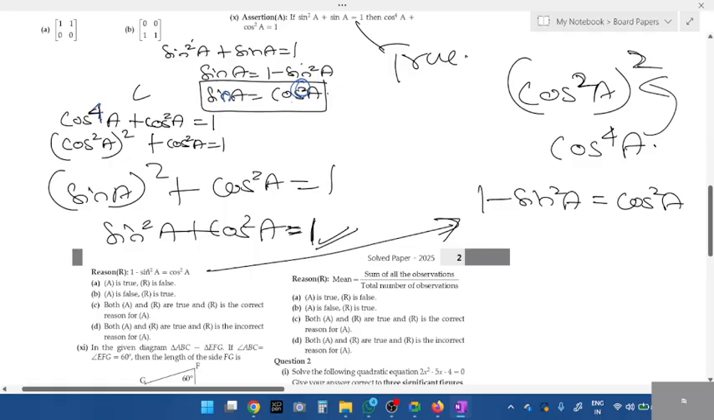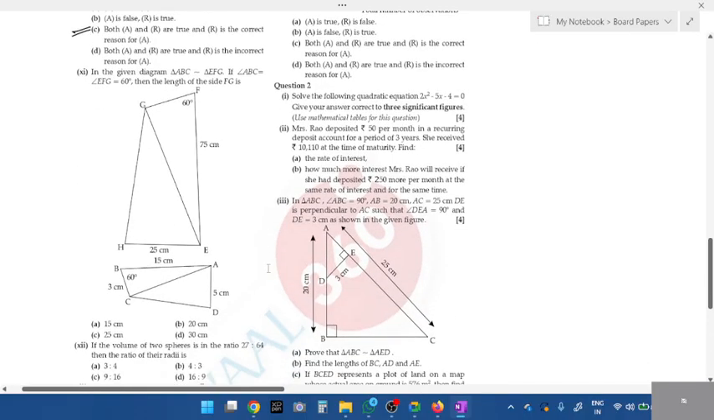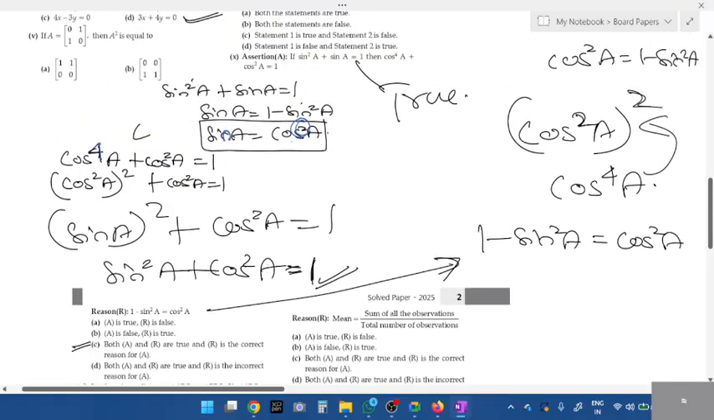So both are true, students. What's the answer? The answer is C. Did you all understand this calculation?